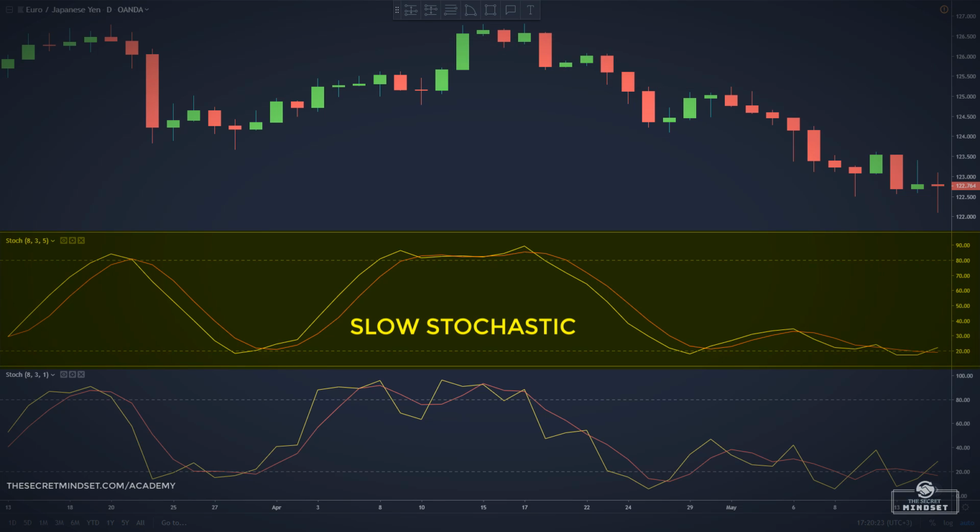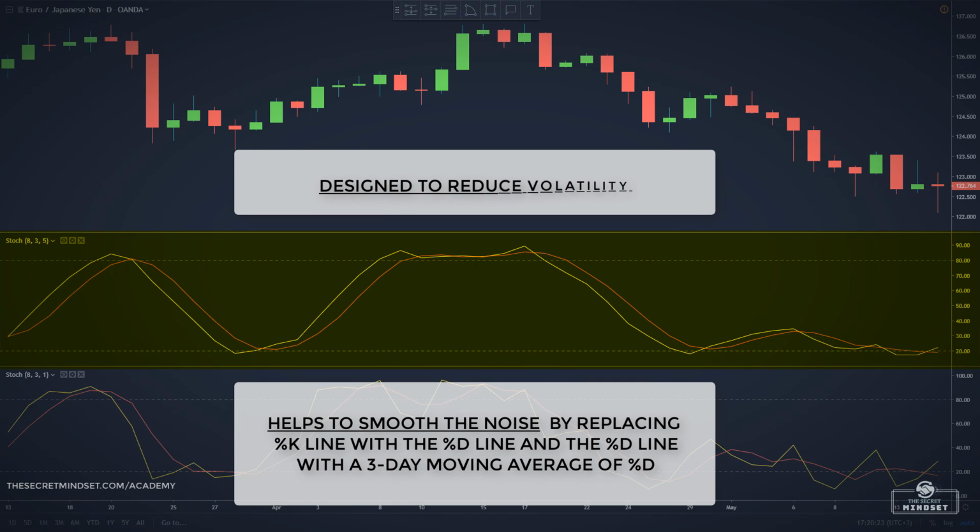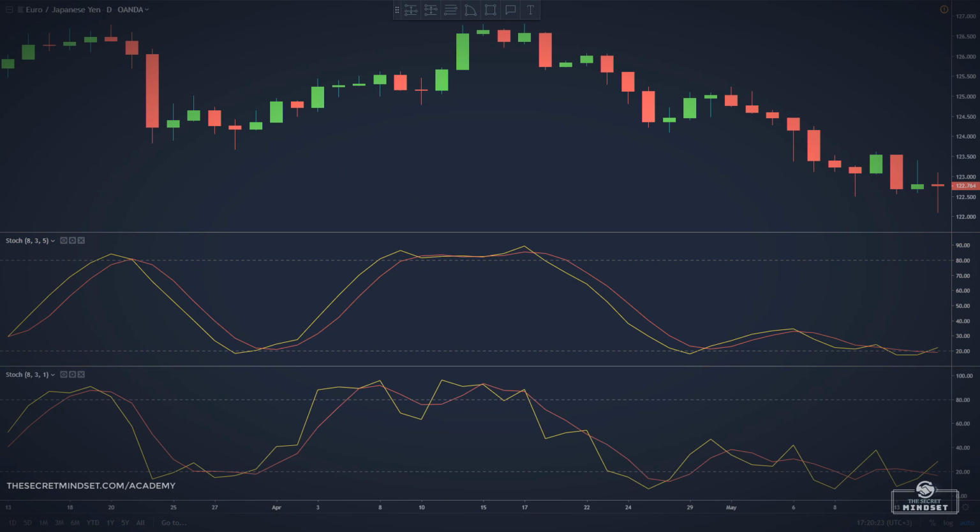The slow stochastic oscillator helps to smooth the noise and replaces the K% with the D% line and replaces the D% line with a 3-day moving average of the D%. Slow stochastic oscillator was basically designed to reduce volatility, but in a strong trending market suffers from the same problem as the fast one. It offers many false signals.